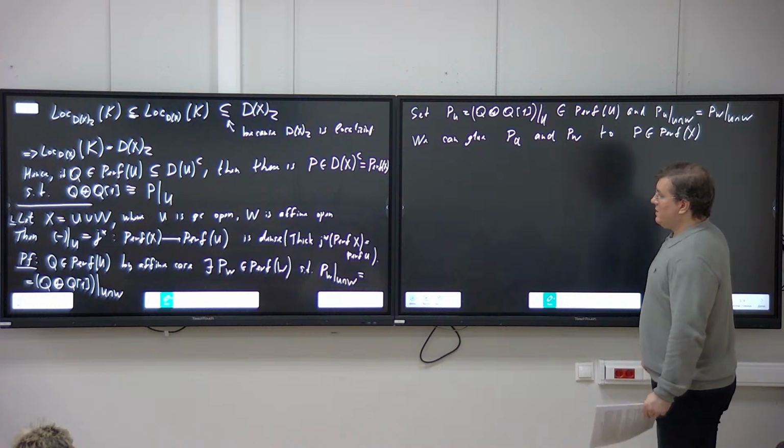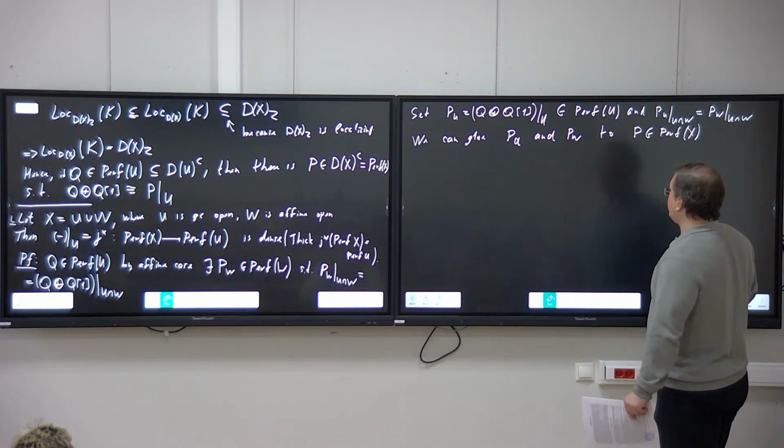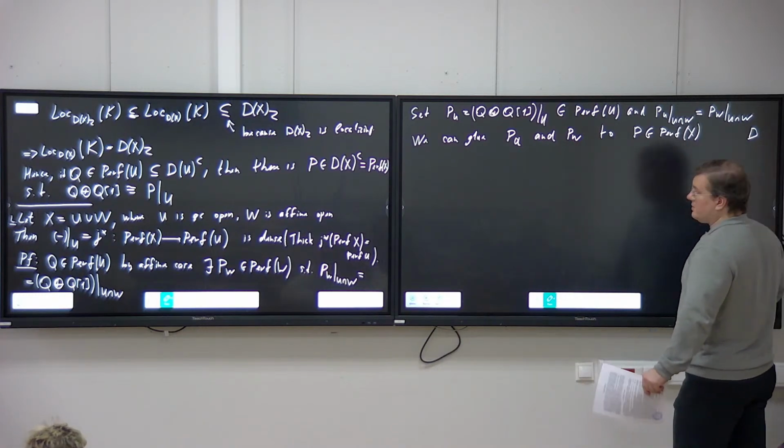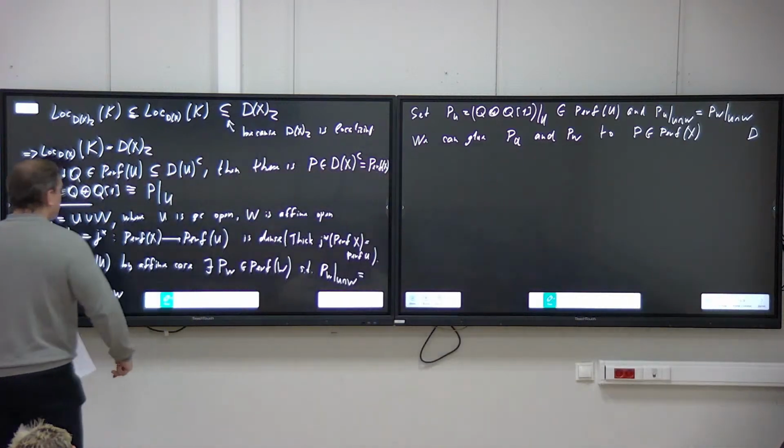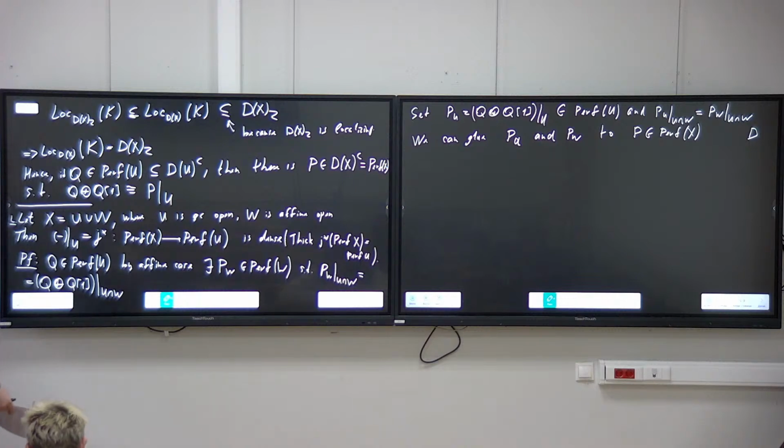Because this P will satisfy the property that we want. That will be, if we take this P and restrict this to the U, we will get the object that we started with, this U. Well, up to direct sums, of course.